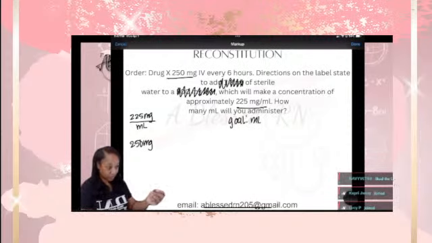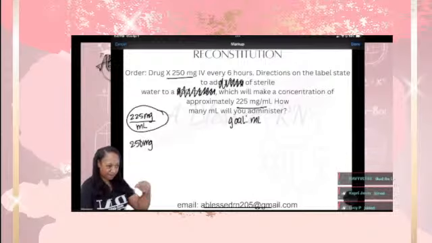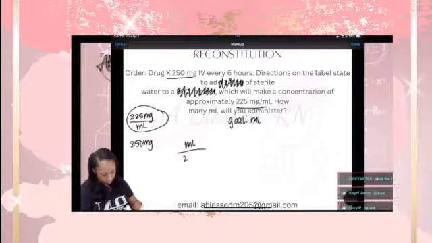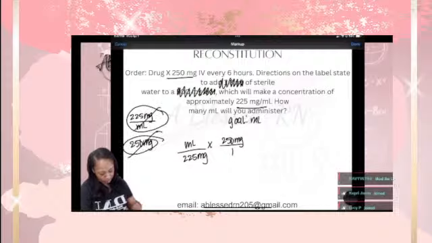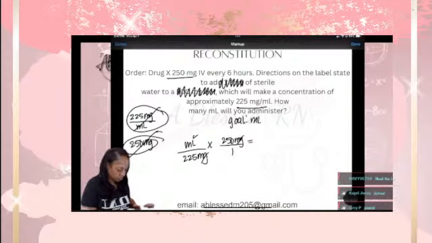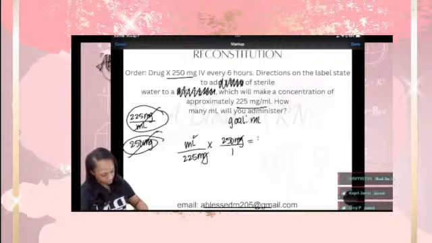So we're looking for milliliters. I'm going to start with this puzzle piece and flip it because I want my milliliters on the top. Milliliter over 225 milligrams. My milligrams are at the bottom. I need my milligrams at the top. So I'll do 250 milligrams over 1 because this is by itself. So we use all of our puzzle pieces. Everything is gone except for milliliters, which is your goal. So 250 divided by 225 is going to be 1.1111 repeating.